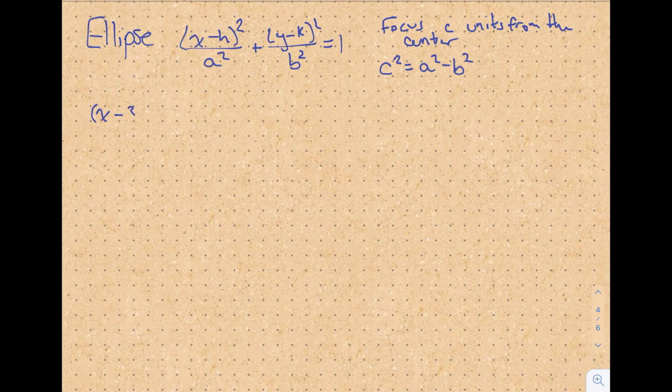So let's consider (x minus 3) squared over 9 plus (y plus 1) squared over 25 is equal to 1. Now we should be able to read the equation and identify a few key features. First, the center is at the point (3, -1).